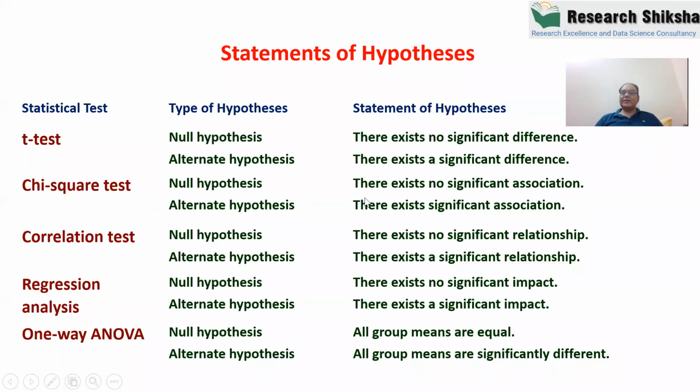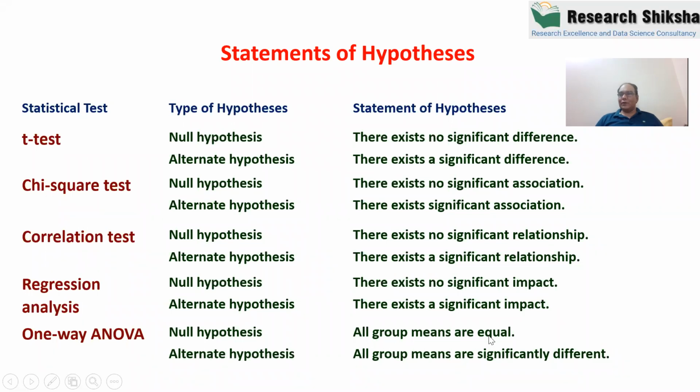Similarly, we can write that there exists no significant association between category 1 and category 2. When we write this kind of statement, we know that we are going to apply the chi-square test. Similarly, if we write that there exists no significant relationship and there exists a significant relationship, the first one is null hypothesis, the second one is alternate hypothesis, and when we write the word relationship, it means we are going to apply correlation test. Then we are using the word impact or influence. So when we use the word impact or influence, it means we are talking about the regression model or the different varieties of the regression model.